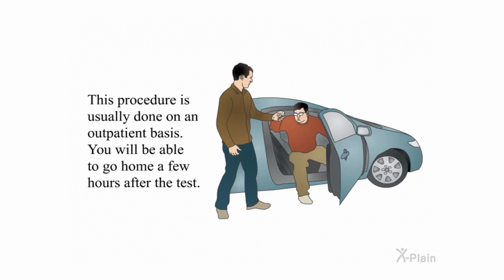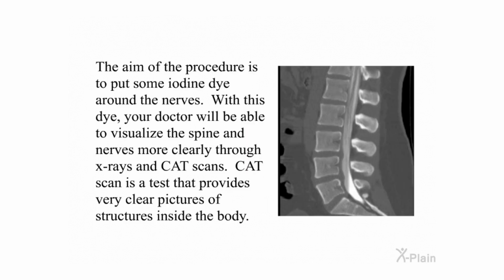Procedure. This procedure is usually done on an outpatient basis. You will be able to go home a few hours after the test. The aim of the procedure is to put some iodine dye around the nerves. With this dye, your doctor will be able to visualize the spine and nerves more clearly through X-rays and CAT scans. CAT scan is a test that provides very clear pictures of structures inside the body.